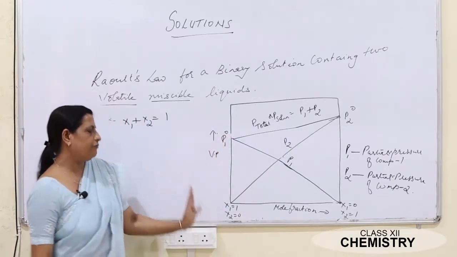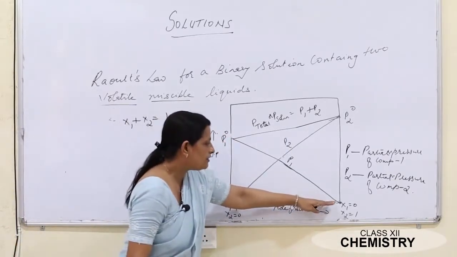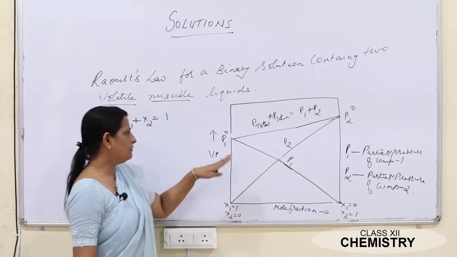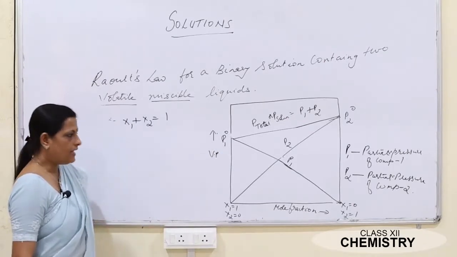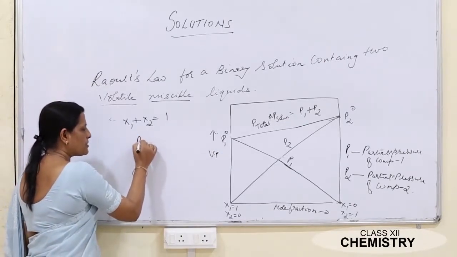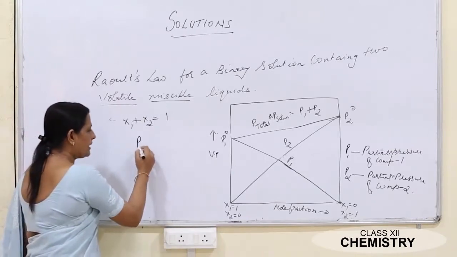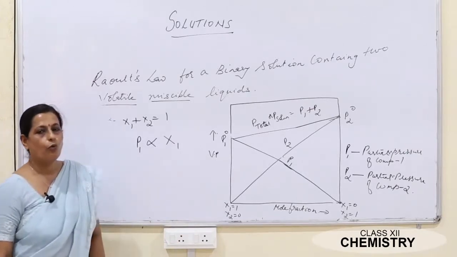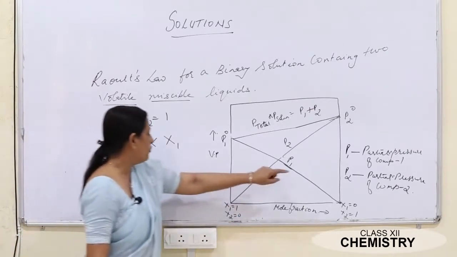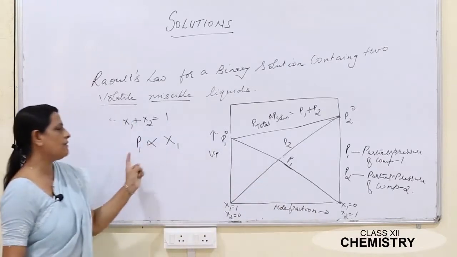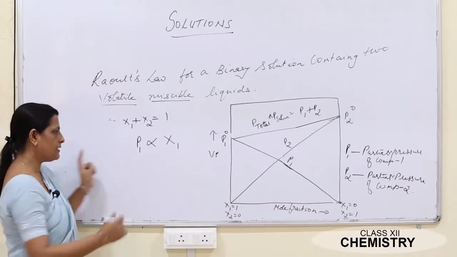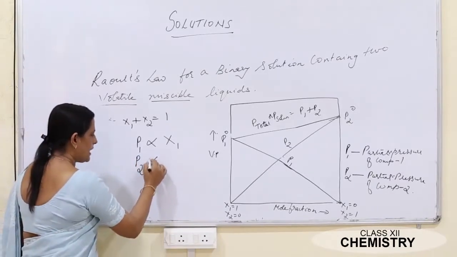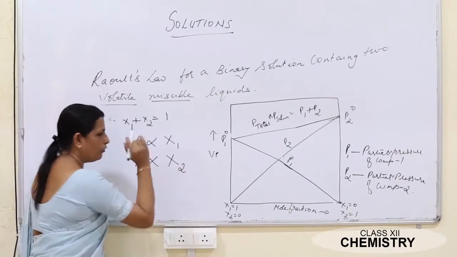So from this graph, what can you say? When the mole fraction increases, the partial vapor pressure is also increasing. So from this it is clear that the partial vapor pressure of a volatile component is directly proportional to its mole fraction. That is, when the mole fraction of component 1 is increasing, its partial vapor pressure is also increasing. Similarly, the partial vapor pressure of component 2 is also directly proportional to its mole fraction.